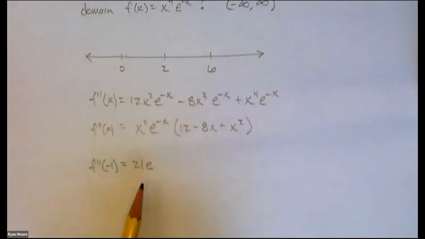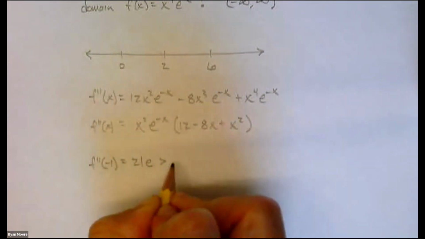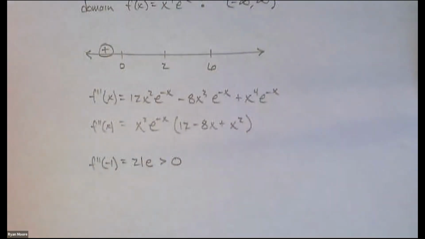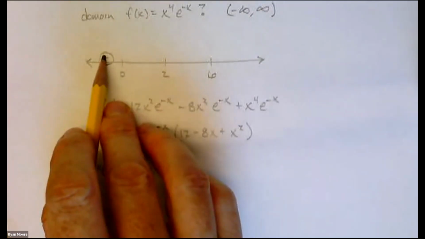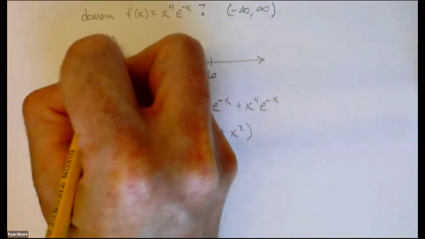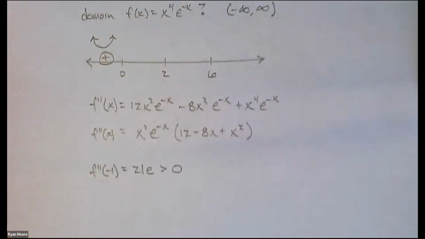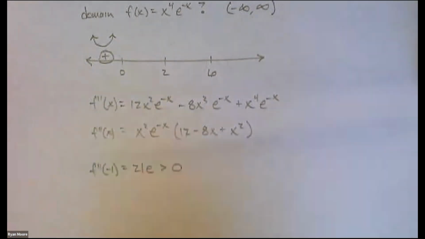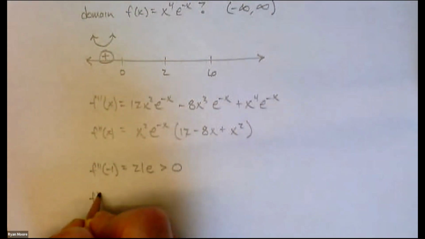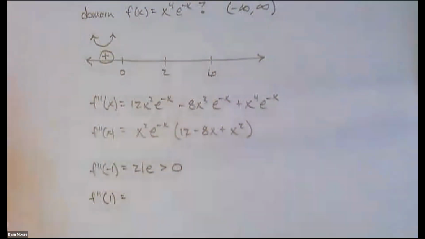Again, the number itself, not important. Is it positive or negative? So that's positive, which means it's concave up. So I might do that like U shape for the concave up. But how about the next one? Well, I'm going to pick +1 now.